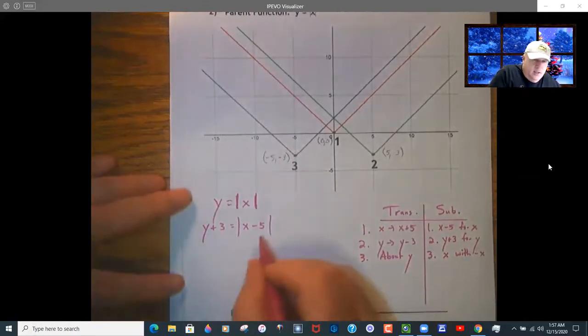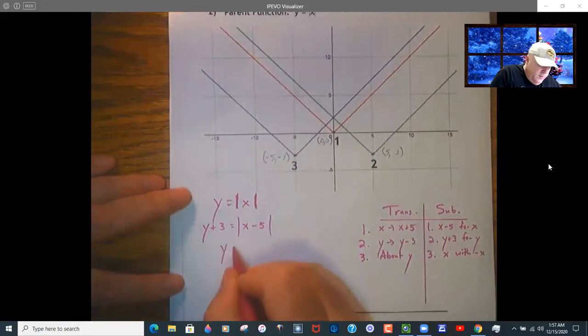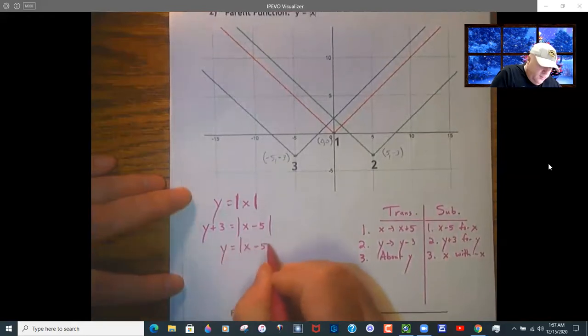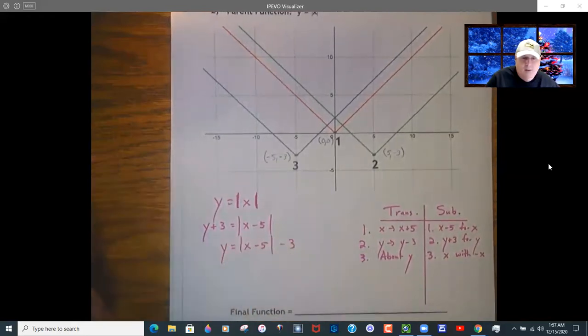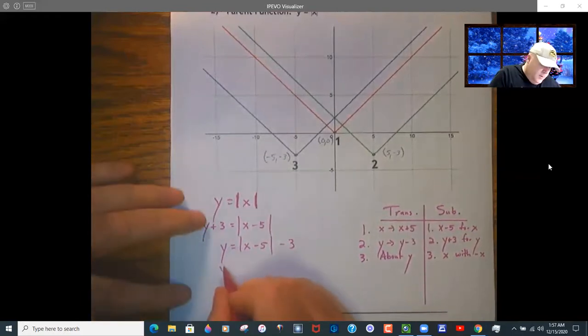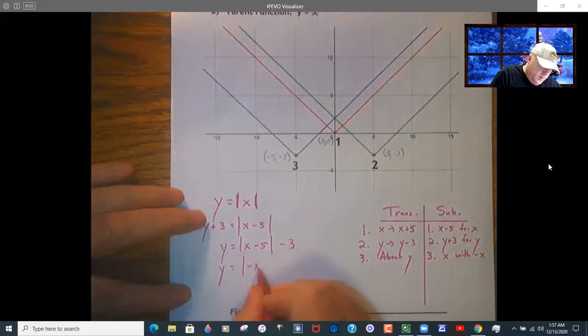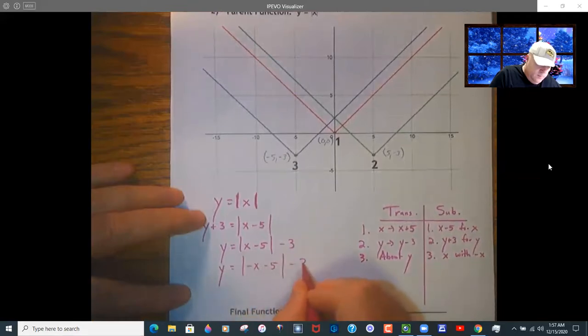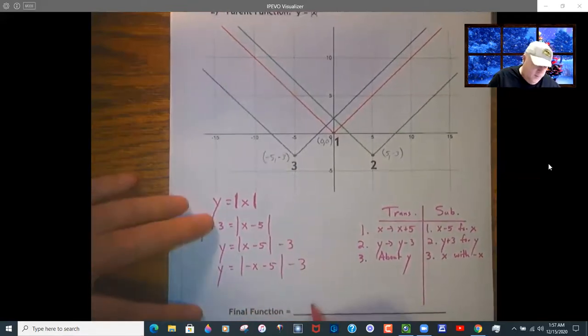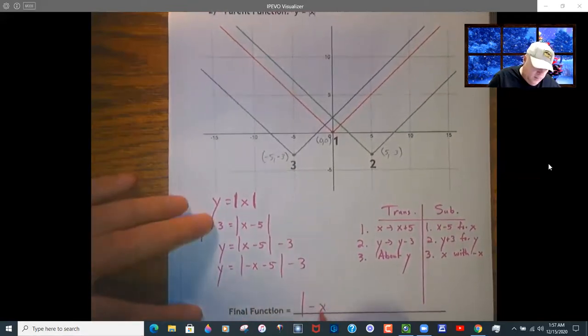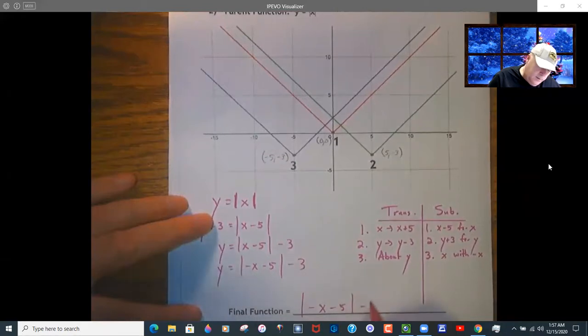Okay, so we can't do any simplifying on the X side, but we can subtract 3 over. Do not subtract it inside the absolute value. And then step 3, X gets replaced with negative X, and then we have to try to do any simplifying, which there is not any simplifying. So this is the final product.